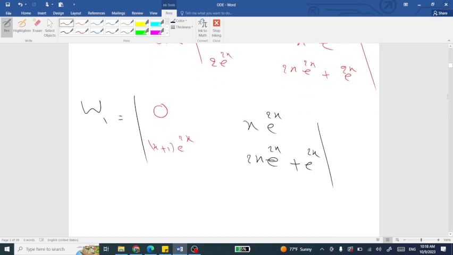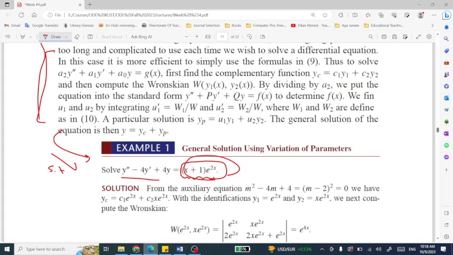Shall I repeat how to bring W1? You bring it by copy and paste from W, but you clean the first column: change the first element to 0 and the second element to the function.